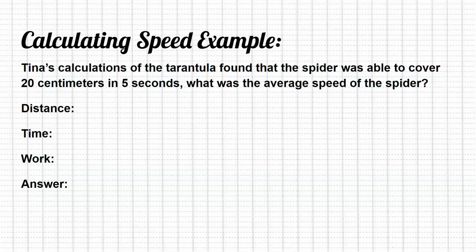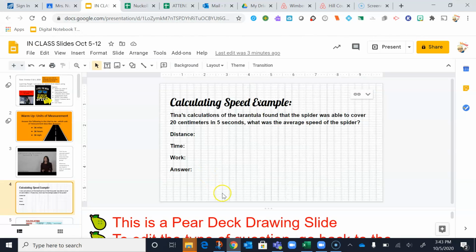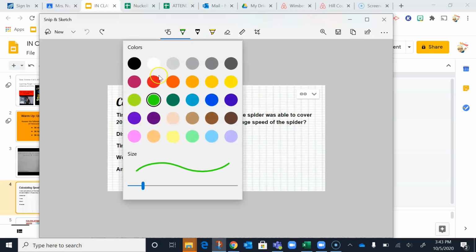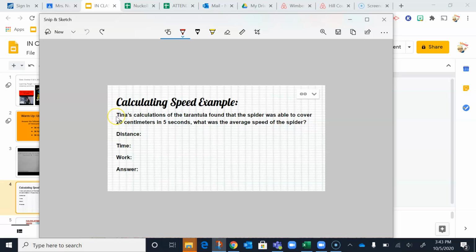Tina's calculations of the tarantula found that the spider was able to cover 20 centimeters in 5 seconds. What was the average speed of the spider? So what I'm going to do is pull up this little example here. I'm going to change the color. What I'd like for you to do each time that you're working through one of these problems is notice, oh look, there's centimeters. That's distance, right? Not a good looking D there, but you get the idea. Then we have 5 seconds, so that's time.